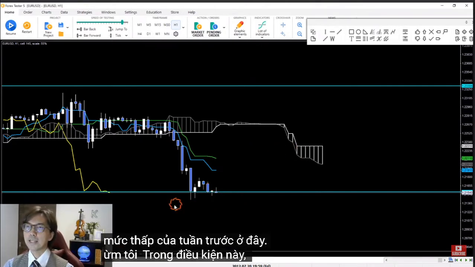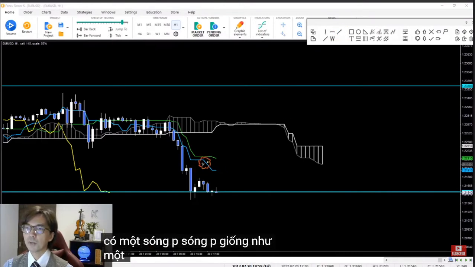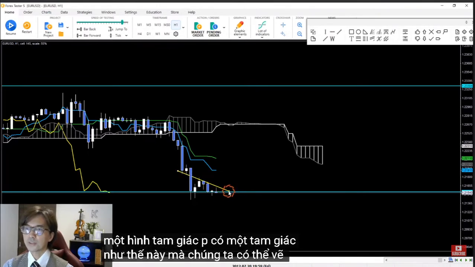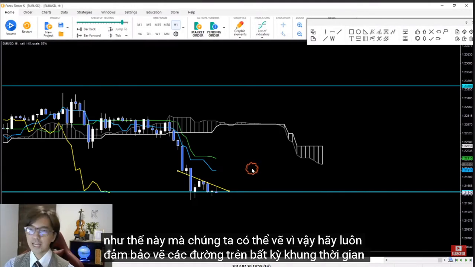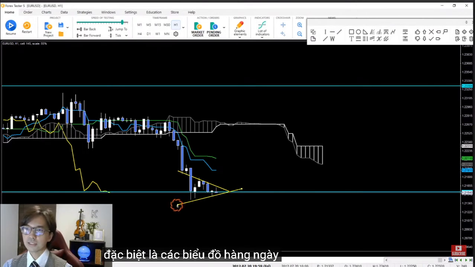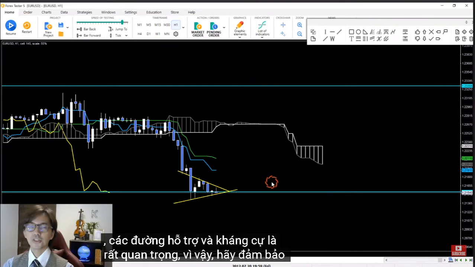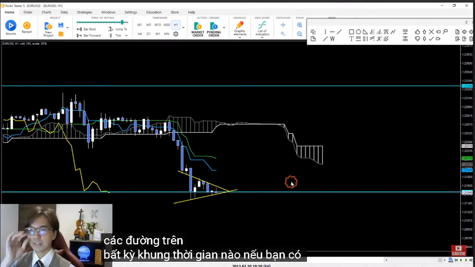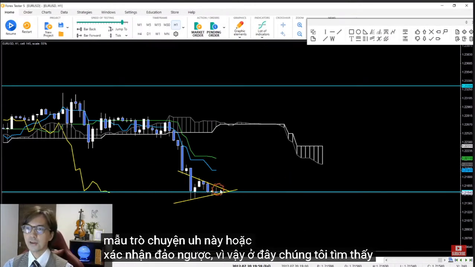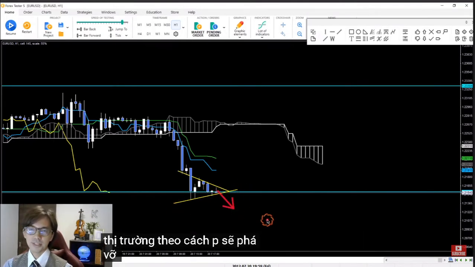So in this condition, I can find that there is a P wave, like a P formation, a triangle. There is a triangle like this that we can draw. So always make sure to draw lines on any time frames, especially daily chart. Daily chart support line, resistance lines are very important. But make sure to draw lines on any time frames if you can find these chart patterns or reversal confirmations. So here we find the triangle P wave, and I expect the market, the P wave, to break downwards this way.